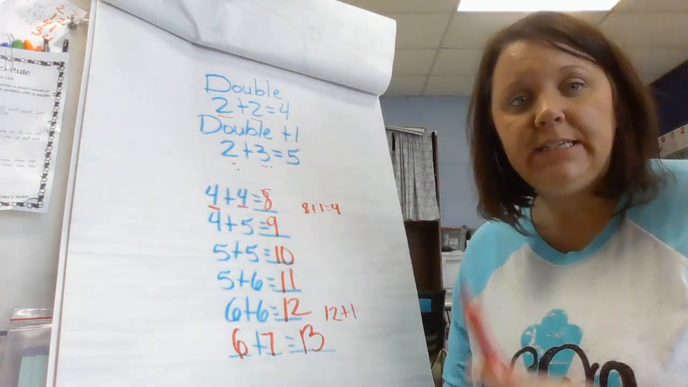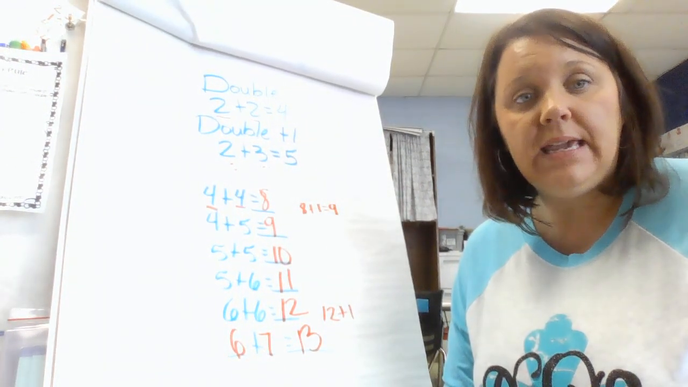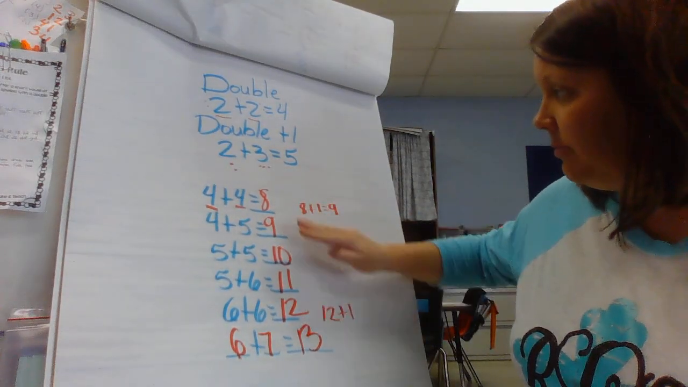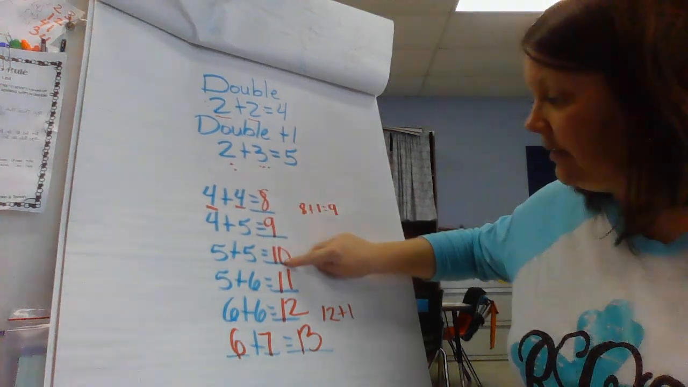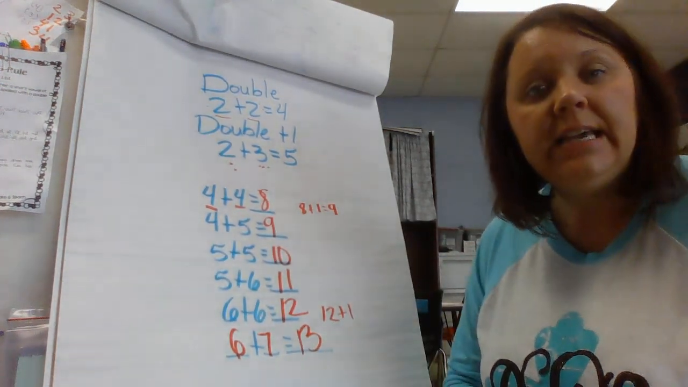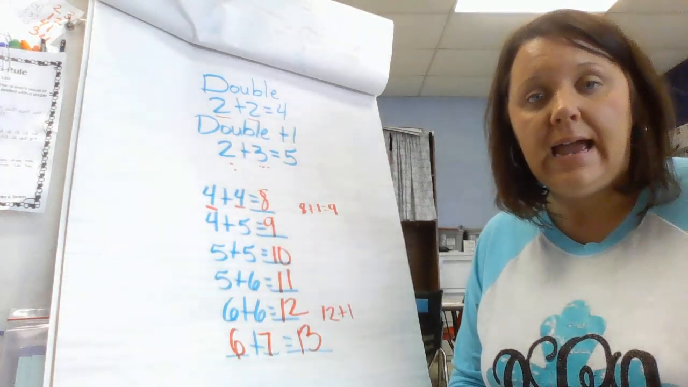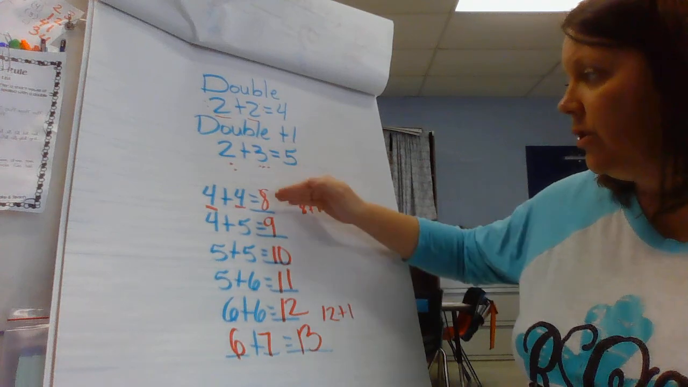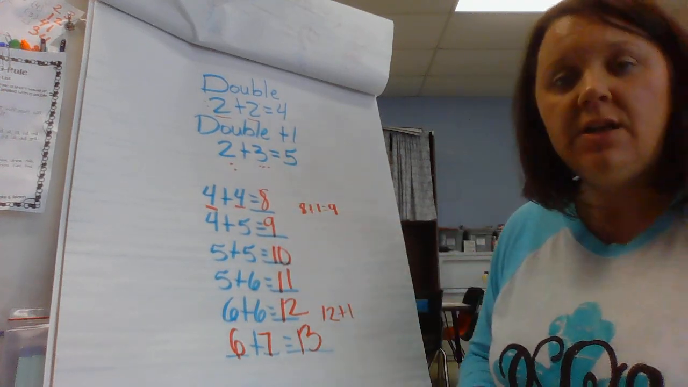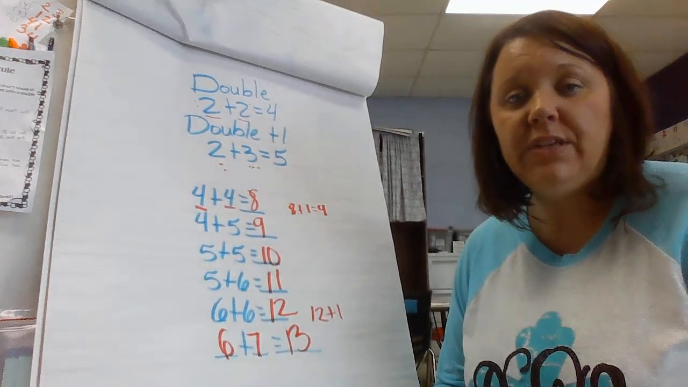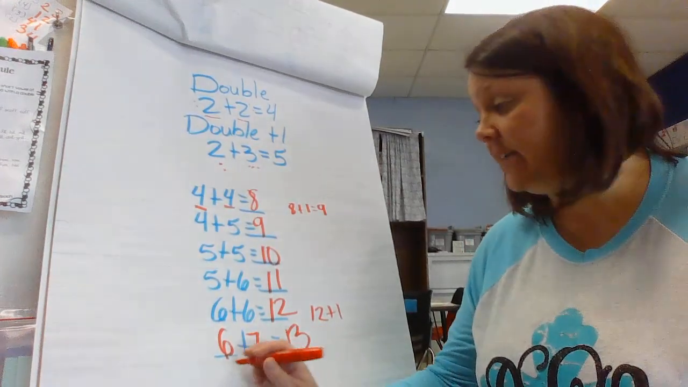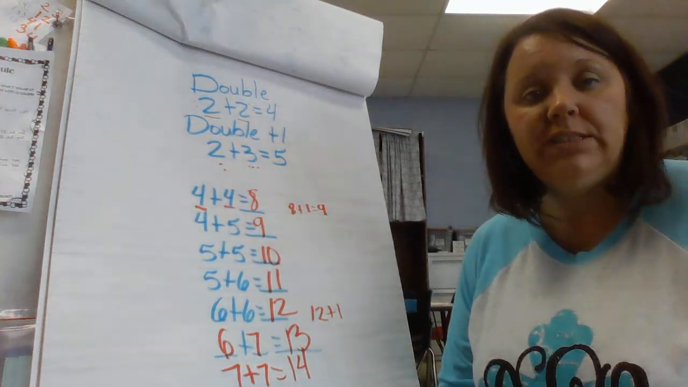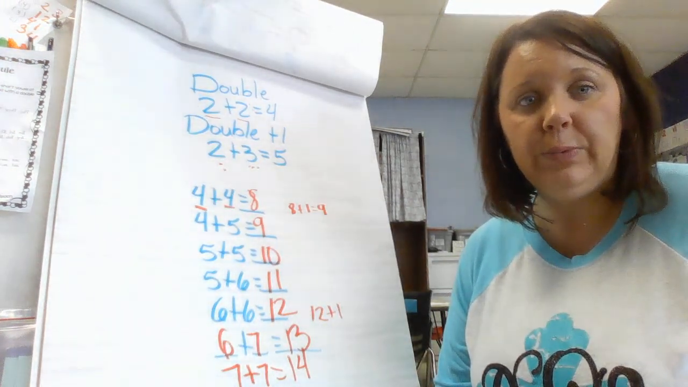And you should also notice a pattern on the end, on the sums. It's a pattern, 8, 9, 10, 11, 12, 13. Each time we add a double and a double plus 1, it's in numerical order, 8, 9, 10, 11, 12, 13. The numbers are getting bigger. The next fact in the sequence would be 7 plus 7 equals 14. That would be the next double.